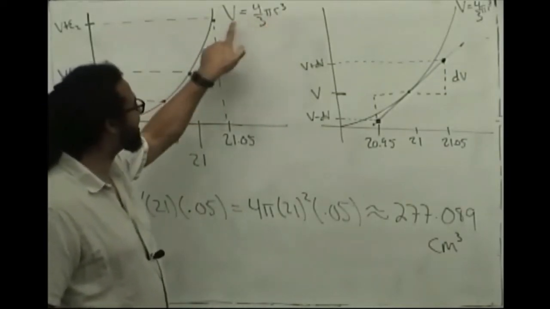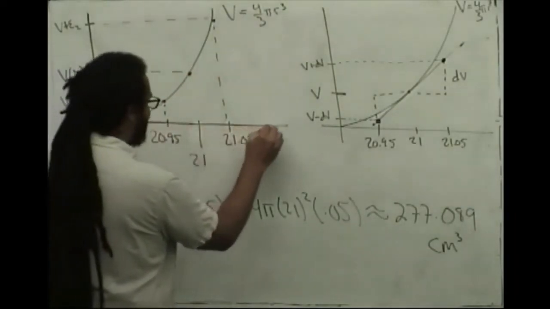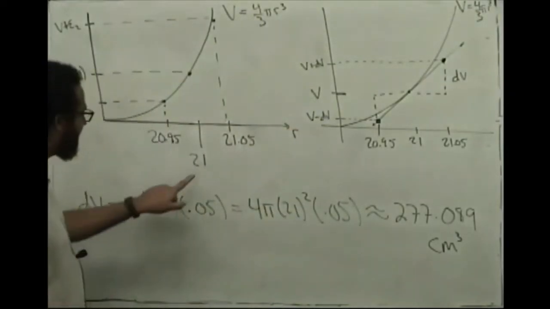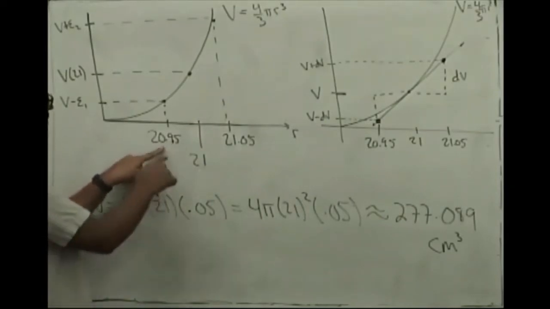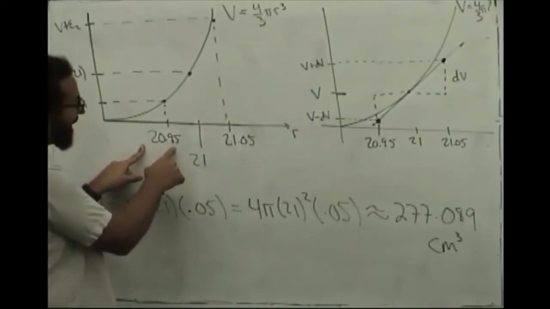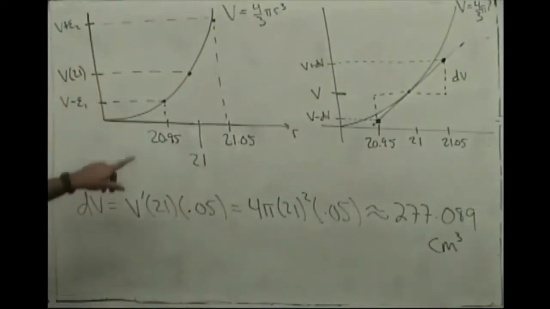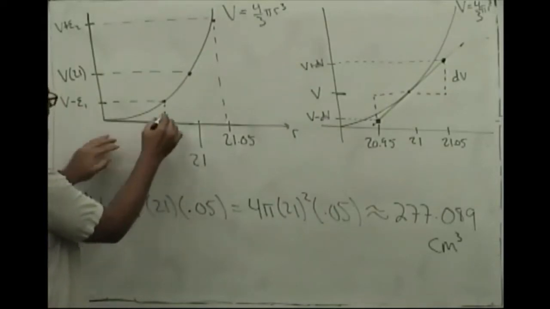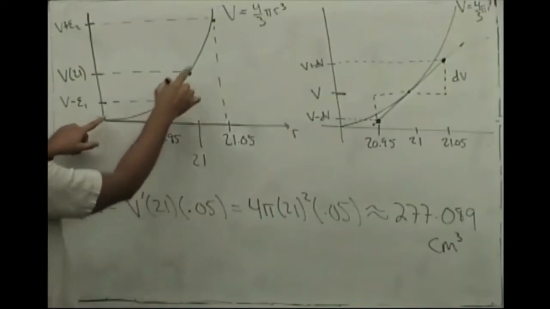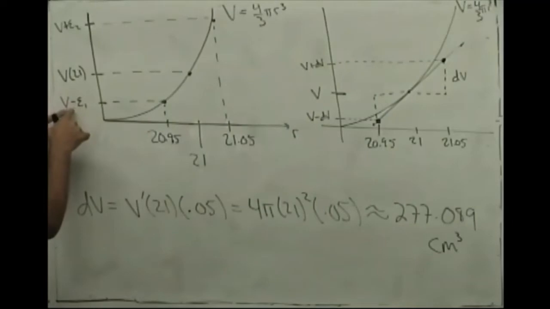So the x and the y. If we look at the radius axis, the x-axis, we've measured our radius to be 21, but we know that the radius might be as little as 20.95. We know it might be as large as 21.05. So when I plug this lower end radius measurement possibility into the volume function, I'm going to get the actual volume minus some error.